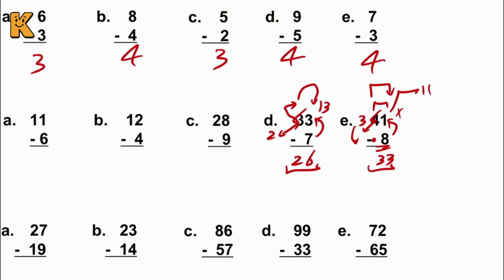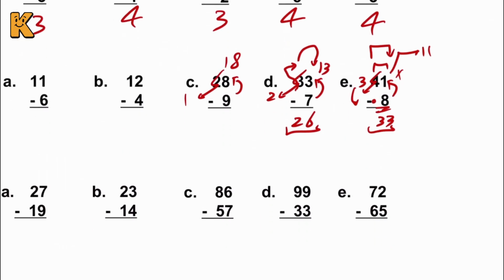28 subtracted by 9, same point. 2 is going to be converted to 1. 8 is going to be converted to 18. 18 subtracted by 9 is just 9. And I do have another one on the left side, so I'm going to consider over here.